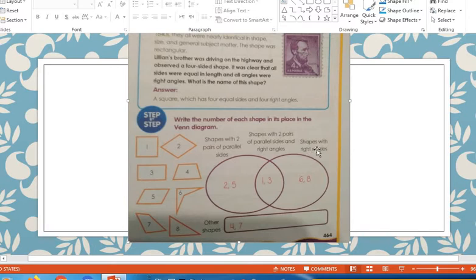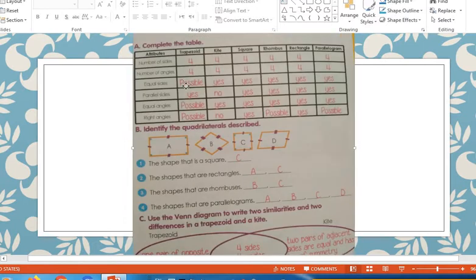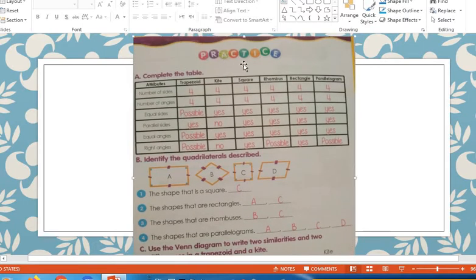Here I have shapes with right angles: number 6, this polygon, and number 8, the triangle. Right angle triangle, and this polygon has one right angle. Other shapes, 4 and 7, this shape and this shape, the trapezoid. Moving to the next. Time to practice.